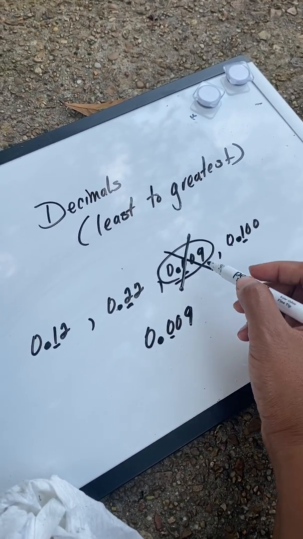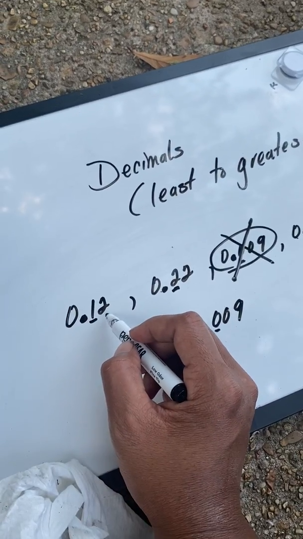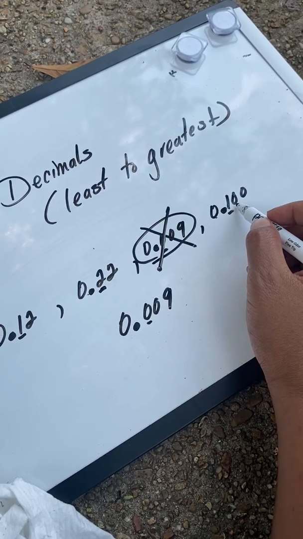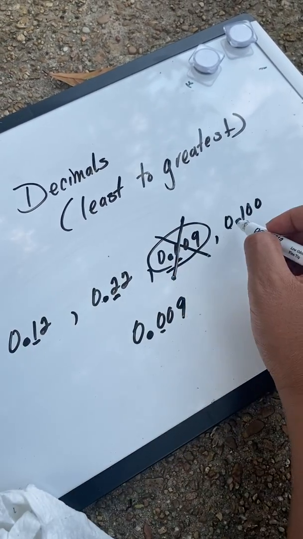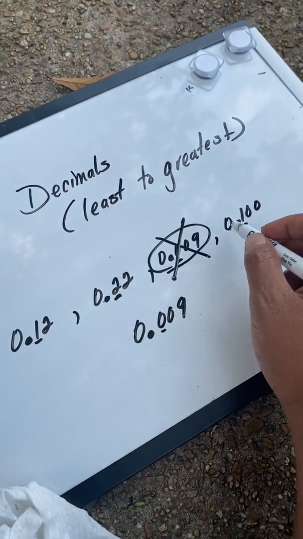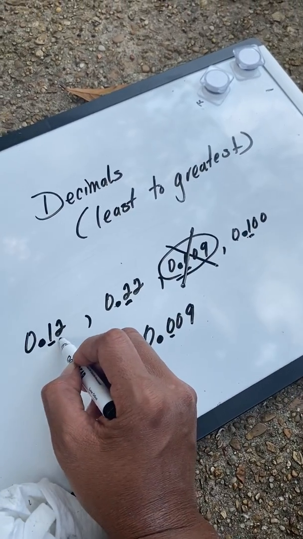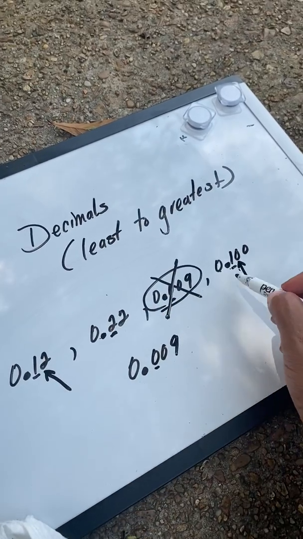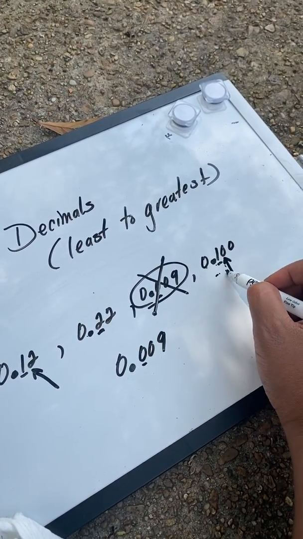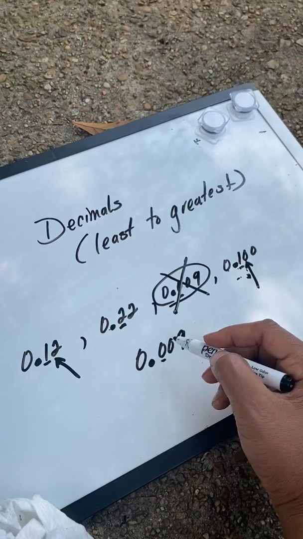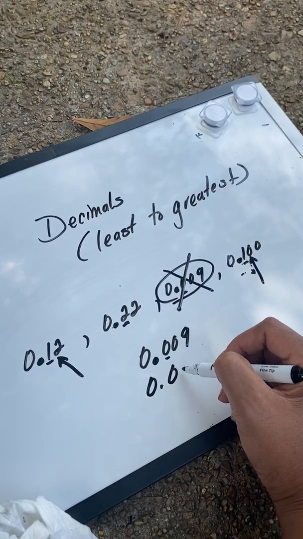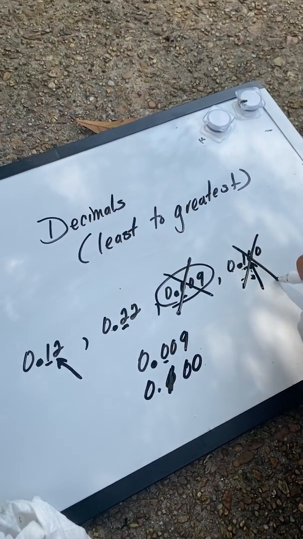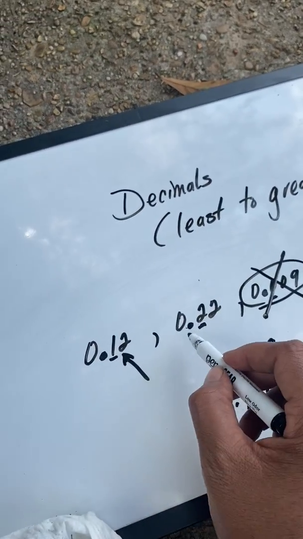My next one, I have a 1, 2 here, a 2, and then I have a 1, 0. I have a 1 in both of these terms, 0.1. So since I have a 0.1 in both of them, I look at the number next to it. I look at this number. Which one is the least amount? This one. 0 is less than 2. So I will write 0.100.